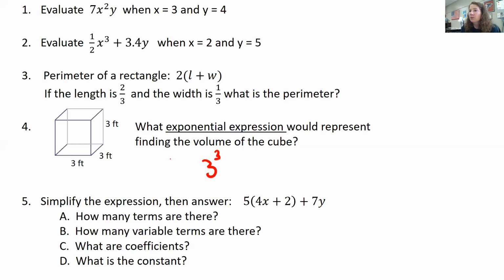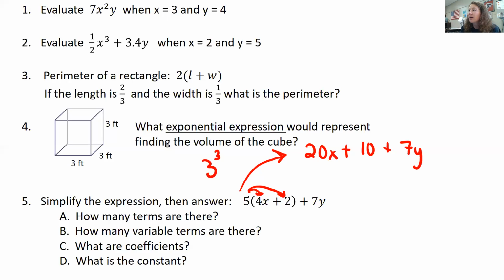All right, very good. What about number 5? Number 5 says, first, we're going to simplify the expression, then we're going to answer these questions. So I'm going to use the distributive property first. So 5 times 4x is 20x, plus 5 times 2 is 10, because we're distributing, right? And then we have plus 7y at the end.